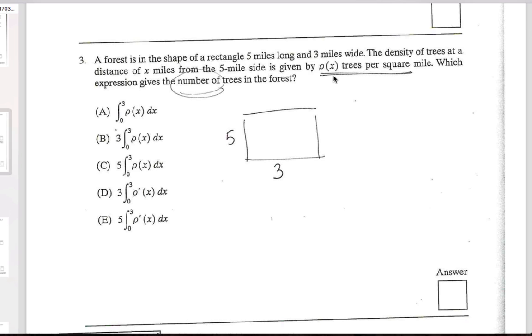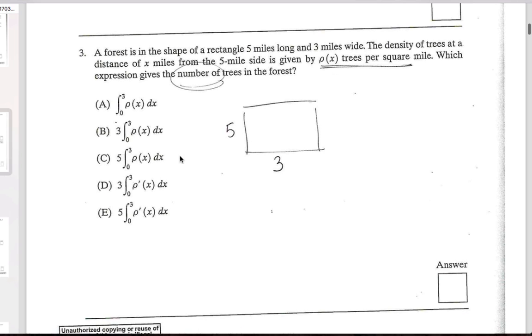Number 3 is a tricky one. And this is one where I really would look at the multiple choice answers to help you figure out what you should do. You'll see that it says that it's in the shape of a rectangle, so it's 5 by 3. I always like to draw it out just to know what I'm looking at. And then we have this density that's in trees per square mile, so I always take note of units. You know that which expression gives the number of trees. So how do we get from a rate to an amount? We take the antiderivative. So we should just be taking an antiderivative of the density function.